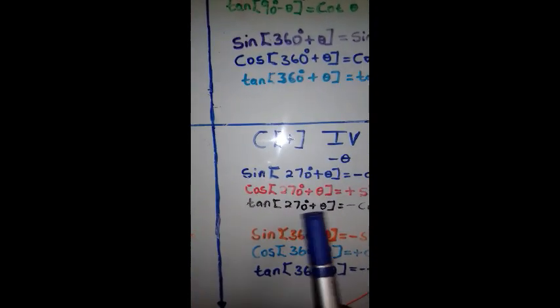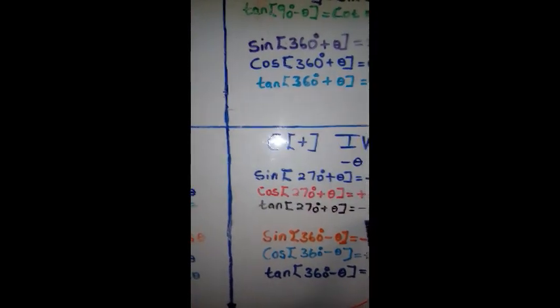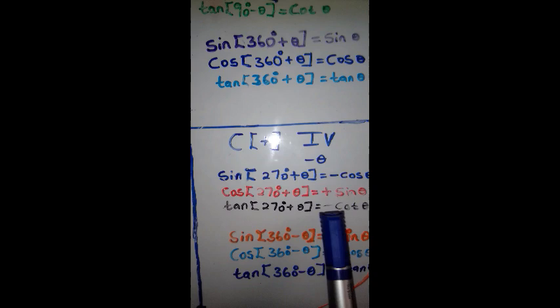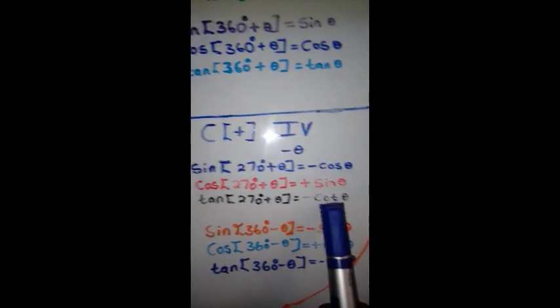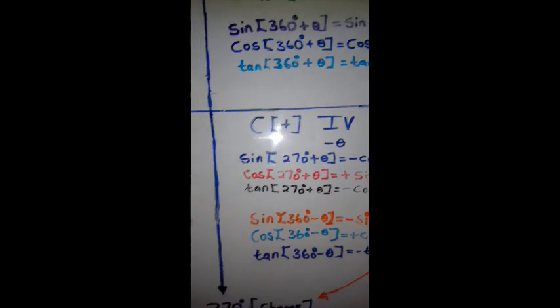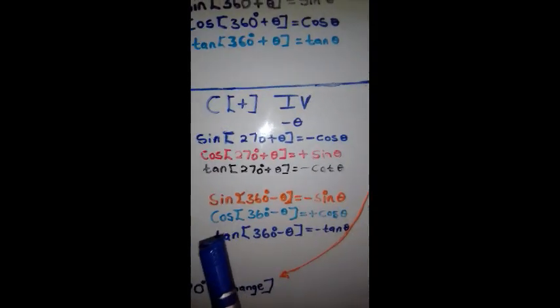Now tan 270 plus theta. Tan is what on the first quadrant? Tan is negative, so it's going to be negative. 270 plus theta means what? It means change, so it's going to be negative cot theta because the trig has to change on 270 and 90 degrees. Now let's go to the last one.